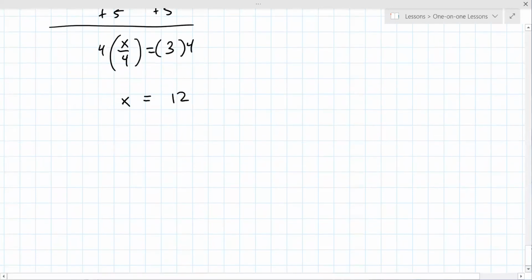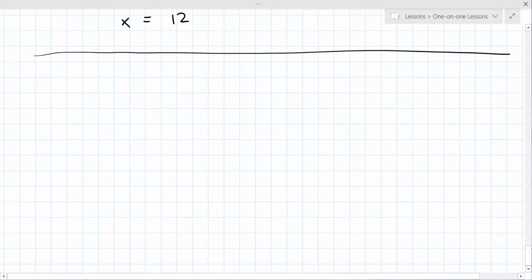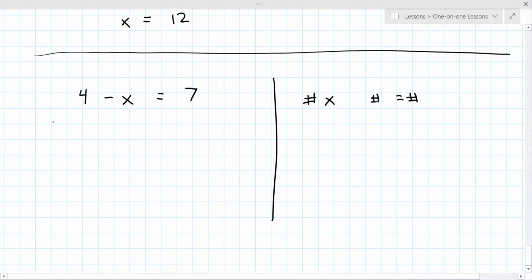Okay. We're going to look at a couple of variations on these problems. We're going to start with the following: 4 minus x equals 7. Now the left side is something different. You've always seen it as number, x, number equals number. But here I've got it kind of different. Is 4 positive or negative? It's positive. This negative goes with this x.